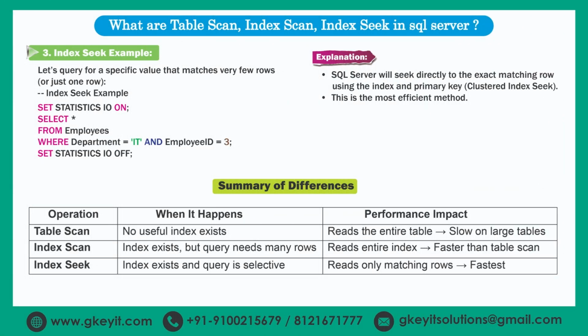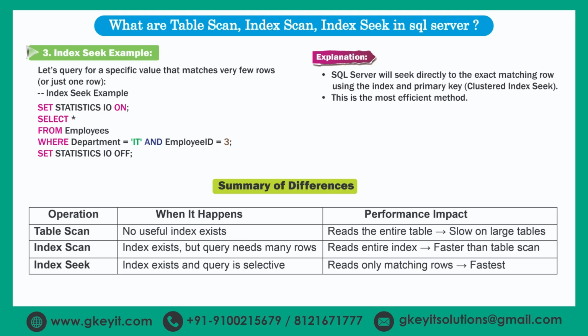Coming to the third part, index seek, let's query for a specific value that matches very few rows or just one row. In the index seek example, we have SET STATISTICS IO ON and OFF, and we are selecting the data like SELECT * FROM employees WHERE department = 'IT' AND employee ID = 3. We are selecting the particular record here.